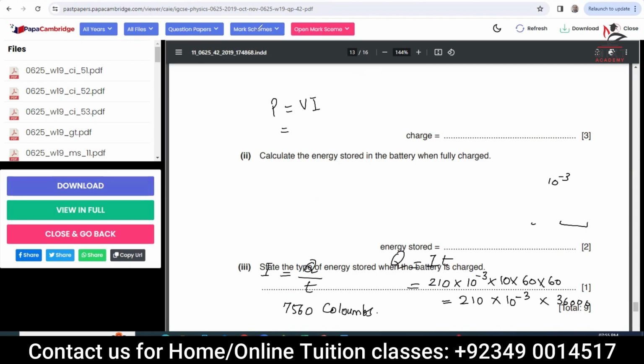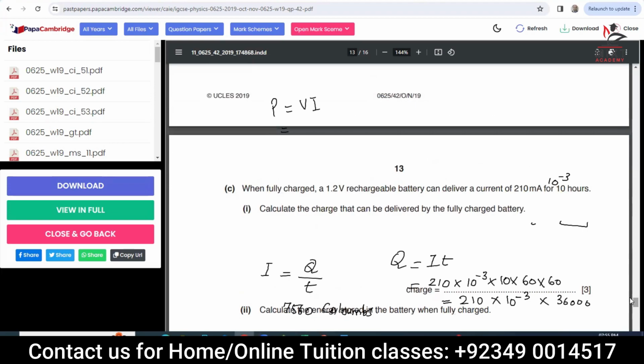So what is the voltage? Voltage is equal to 1.2 volts. And current is equal to 210 milliamps. It means 1.2 into 210 into 10 raised to the power minus 3. Can anybody tell me what is the power value coming up? 0.252. And what is the unit for that? Watts. But we need energy, right?